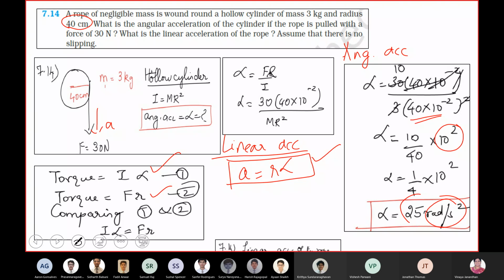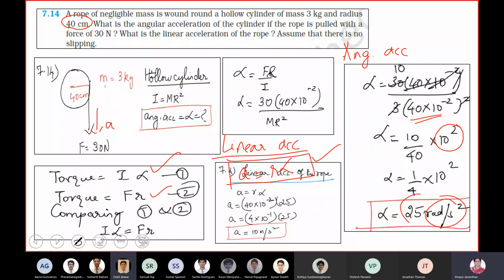Ma'am, is it 10 meter per second? Correct. 10 meter per second square.